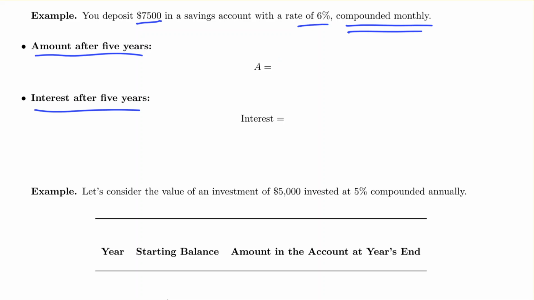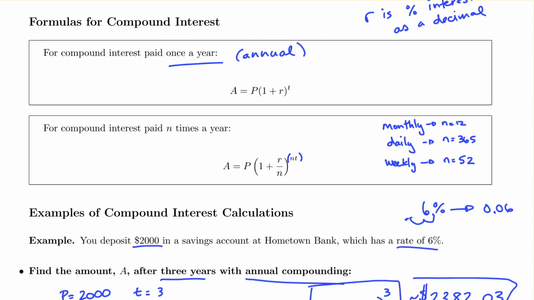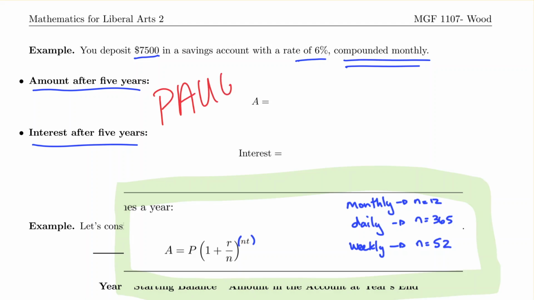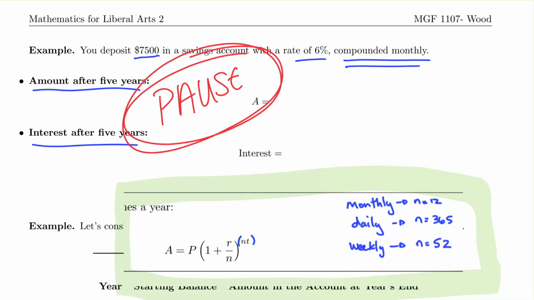So let's go back to our original formulas. Since we're compounding monthly, which of these two should we use? Okay, we should use this formula, and we should use n is 12 because it's monthly. So that we don't have to keep changing the screen, I've just copied that here in the highlighted box below. So I'd give y'all a chance to pause this and attempt this problem on your own. Write out the formulas and then use your calculator. Unpause to check your work.